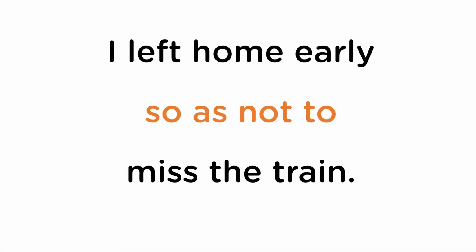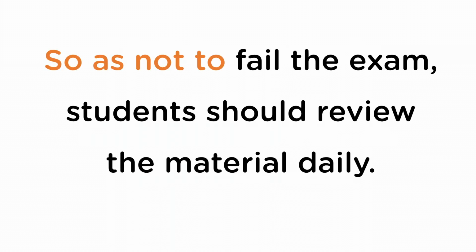So let's look back at that sentence. I could also say, I left home early in order not to miss the train. Same meaning, no difference. Now, how about our second example? So as not to fail the exam, students should review the material daily. And again, you could say in order not to fail the exam, right? So obviously the students are trying to avoid failing the exam. This is a negative reason.